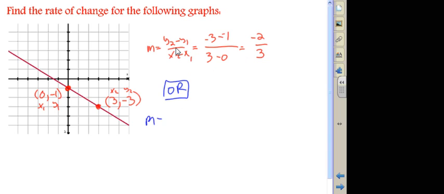But there is another way to do it. Instead of using this formula, I could use m equals rise over run. So I'm going to pick my point here, and I'm going to find my rise. My rise is down 2, and then forward 3. So my slope is negative 2 over 3, and I get the same answer no matter which way I do it. That's it. That's all you need to practice. We will work on this when you get to class on Wednesday.